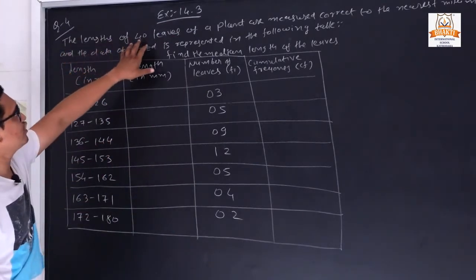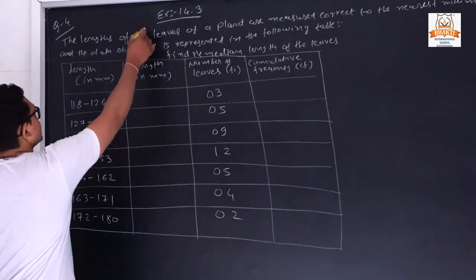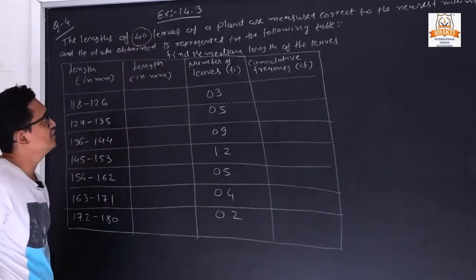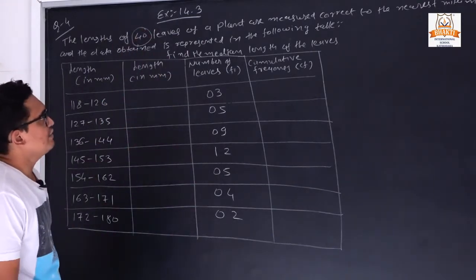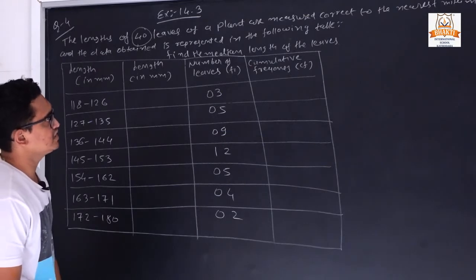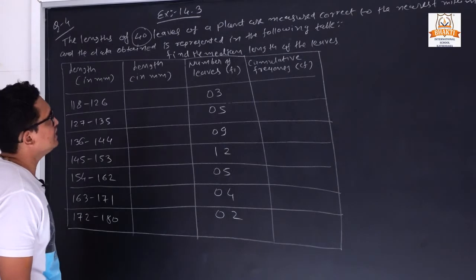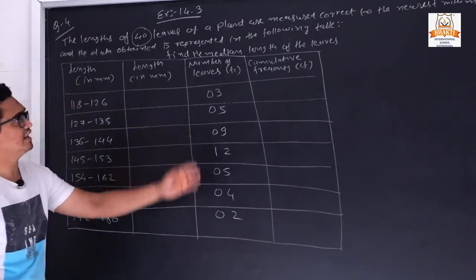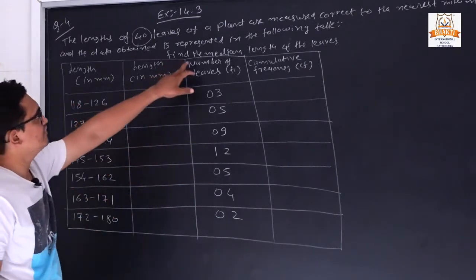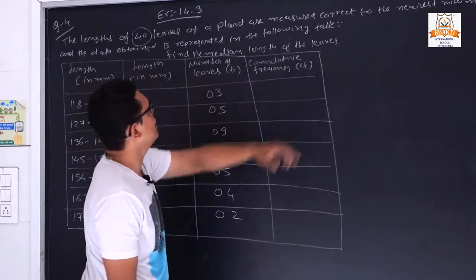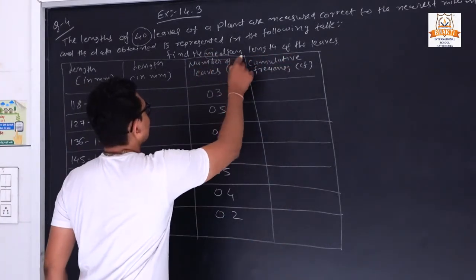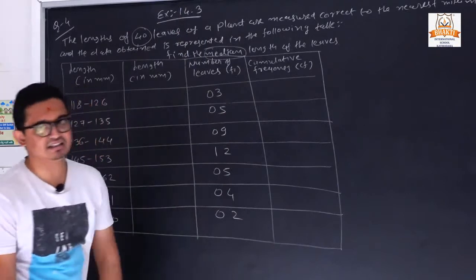The lengths of 40 leaves, so total leaves given is 40, of a plant are measured correct to the nearest millimeter, and the data obtained is represented in the following table. So a table is given. They are asking us to find the median length of the leaves.